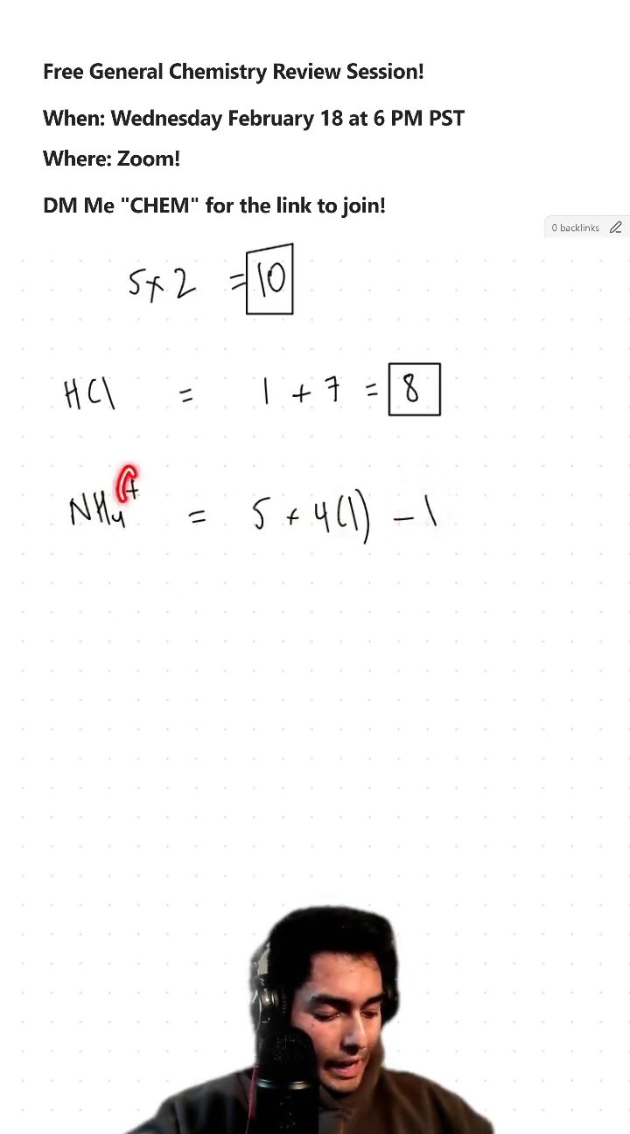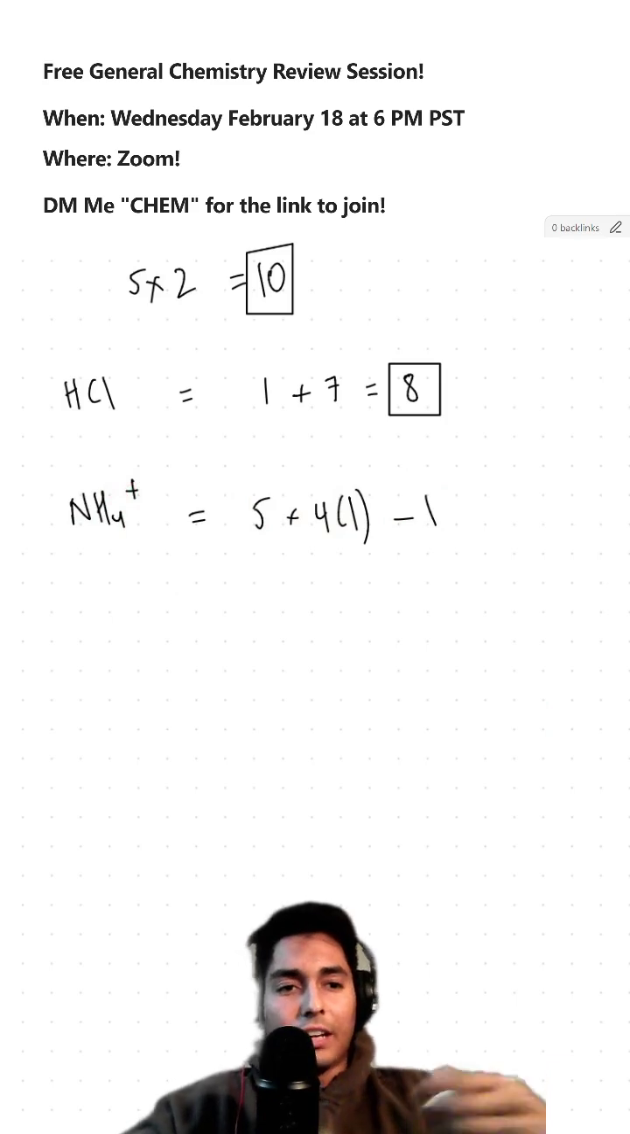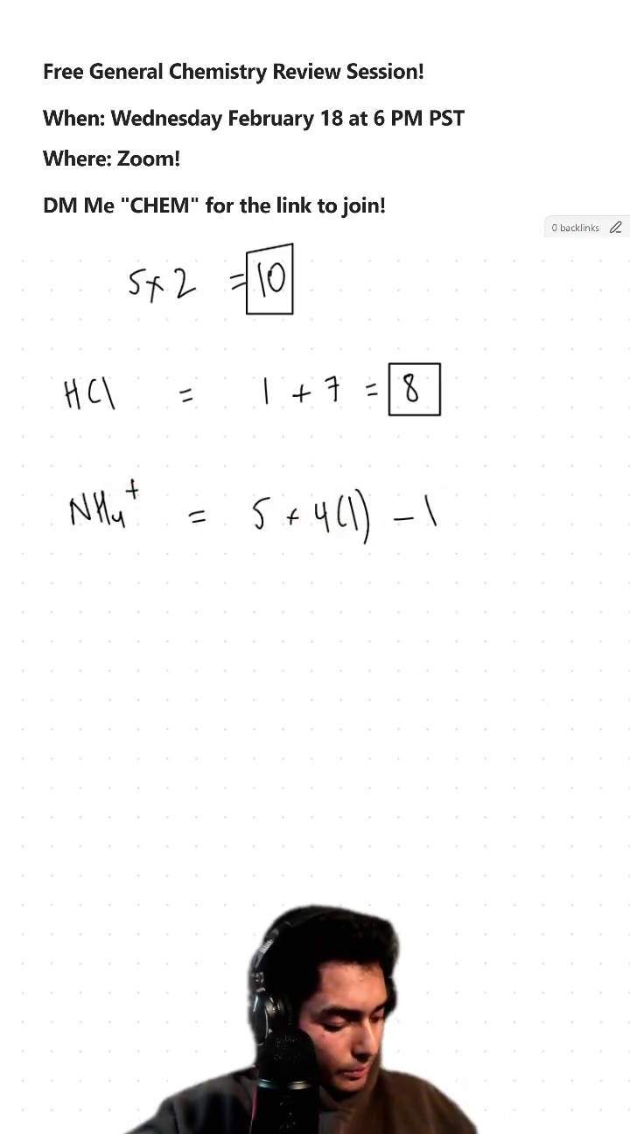Minus 1 because I'm adding a positive charge. That's the tricky thing about cations. Anions means I'm giving an extra electron. Cation means I'm taking away 1 extra electron. So 5 plus 4 is 9, minus 1 is 8. Okay, we have a complete octet.